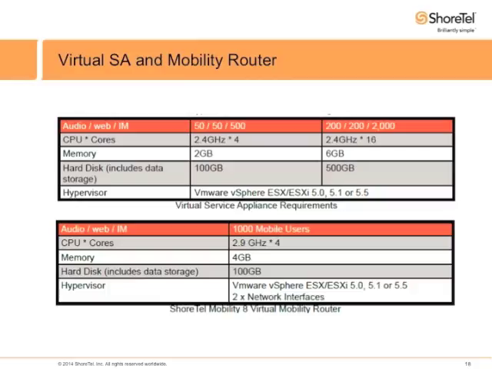And this is available for vSphere 5.0, 5.1, or 5.5. On the bottom, if you take a look, this is for the virtual mobility router, and this allows up to 1,000 mobile users. This is going to require 4 cores, 4 gigs of RAM, and 100 gigs of hard disk space. And this is going to be the same for ESX. It's going to be 5.0, 5.1, or 5.5. But it is important to note that it's going to require 2 network interfaces, one for the LAN interface and one for the WAN interface.